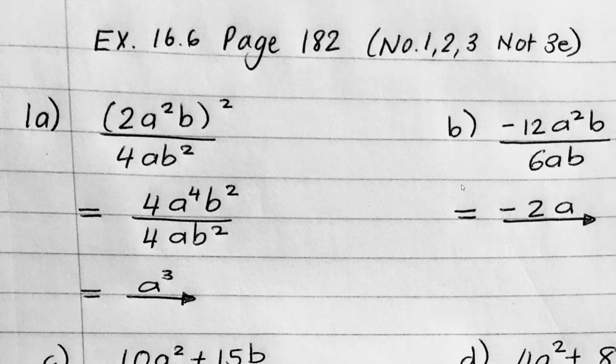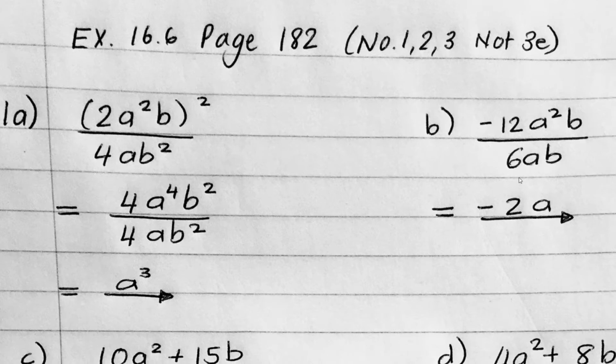Alright, b. Okay, b was pretty simple, so my b's will cancel. Negative 12 over 6 will give me negative 2 over 1, and then a cancels with one of the a's in a squared, so I'm just left with 1a.